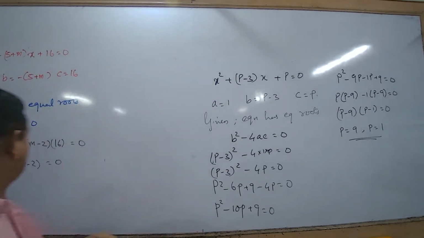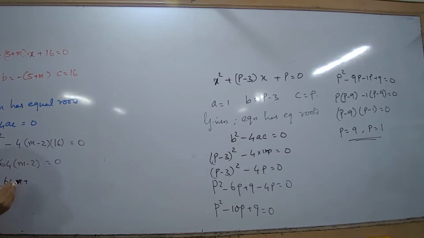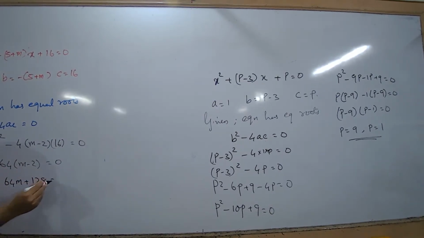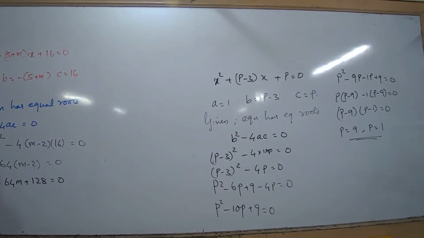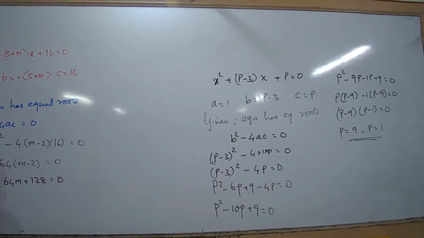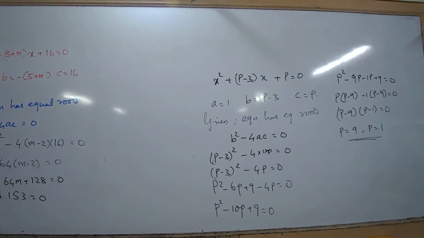Then we will expand with the identity. A plus b whole square: 5 square is 25, plus 2 into 5, 10m, plus b square is m square, minus 64m, minus minus is plus 128, equal to 0. First write m square, 10m and minus 64m makes minus 54m, plus 128 plus 25, 153. How many of you got this equation? 2, 3. Check. Now put it down.